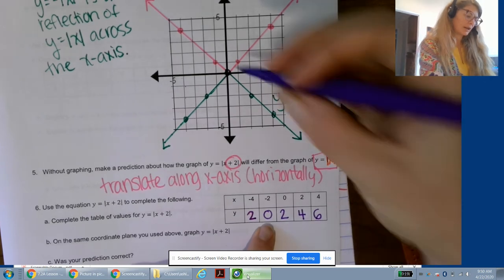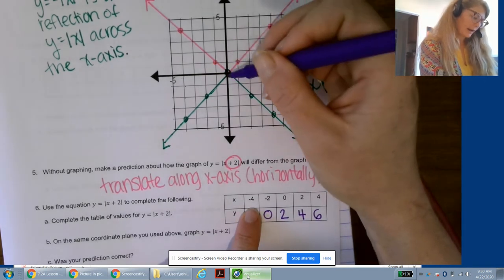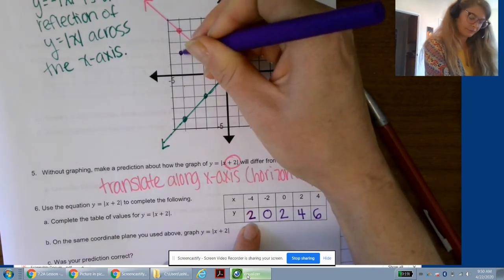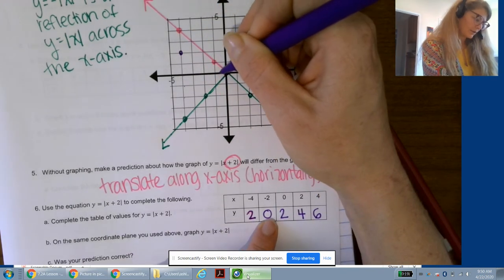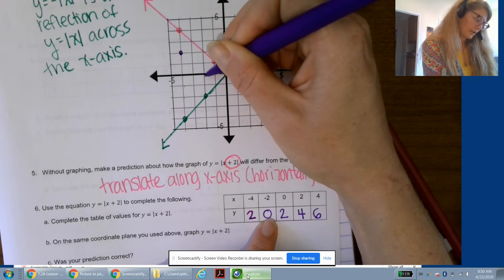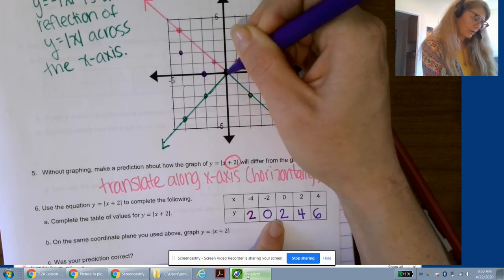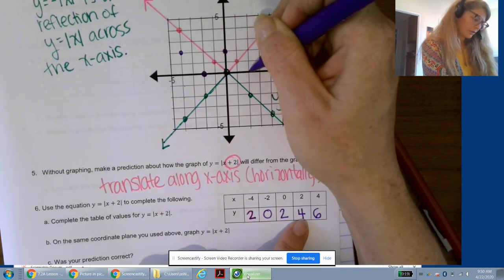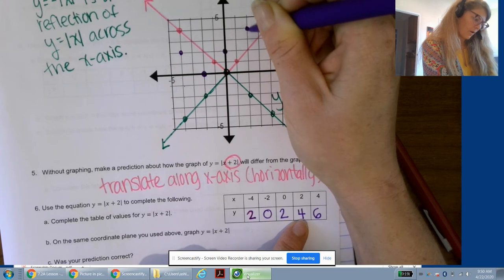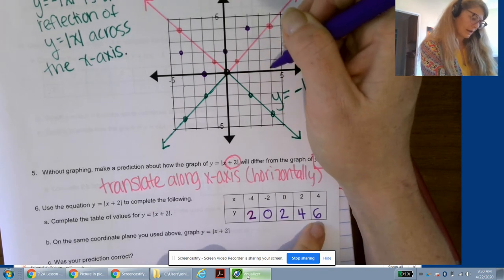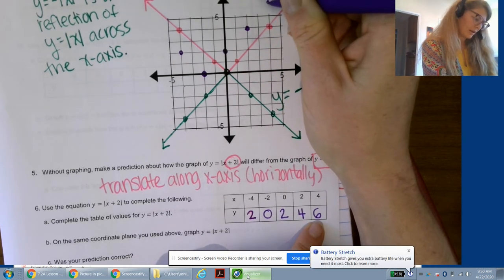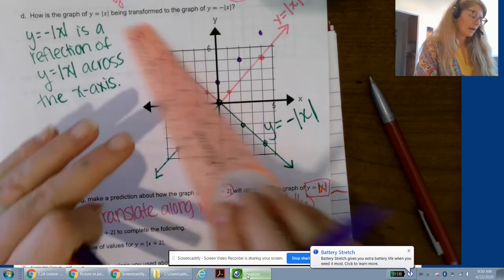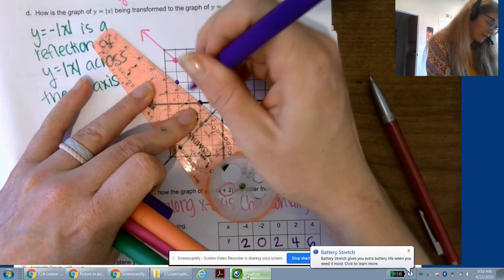So taking a look up here, we're going to have negative 4, 2. Negative 2, 0. 0, 2. 2, 4. And then 4 would be 6, which would be somewhere about there. Okay, I'm going to use my straight edge.